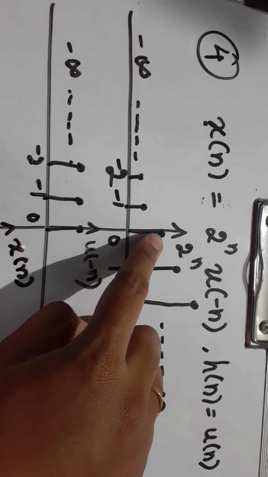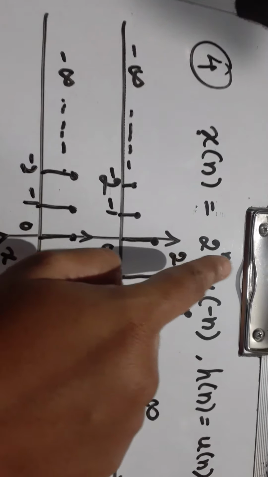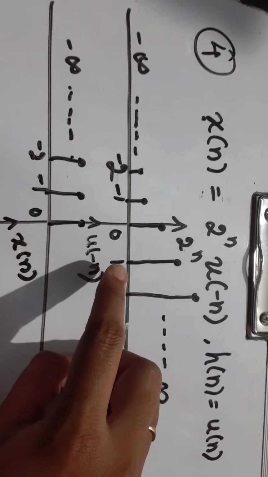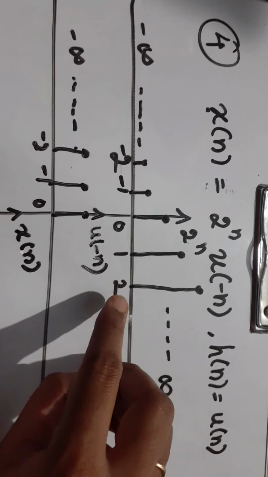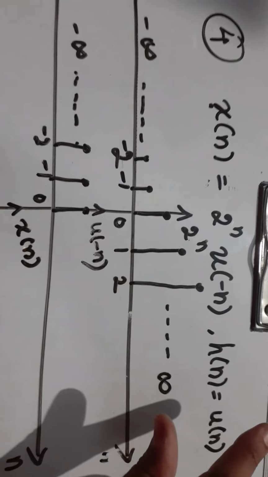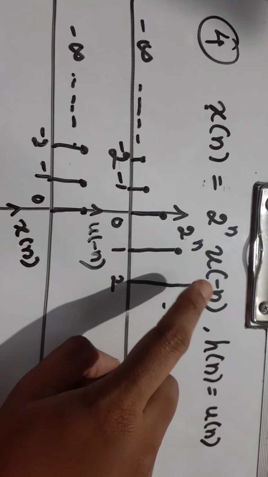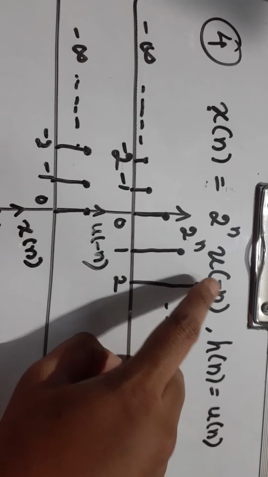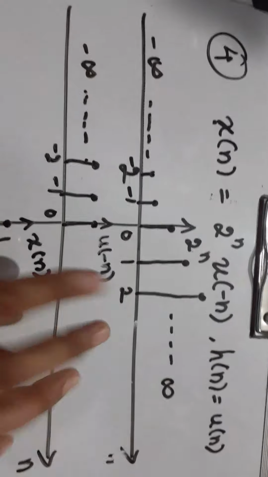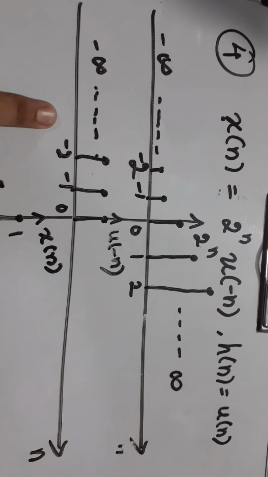At 0 you will get amplitude 1. 2 raised to minus 1 is half. 2 raised to minus 2, that is 1 by 4, much lesser than that. And 2 raised to 1 is 2, 2 raised to 2 is 4, like that. An exponentially increasing curve from minus to plus infinity will come. Then it is multiplied with u of minus n. Here I have drawn u of minus n directly. What you can do, first you draw u of n, then you reflect that u of n to the left side. You will get u of minus n.